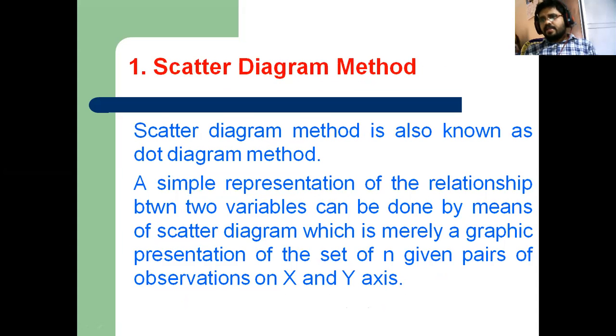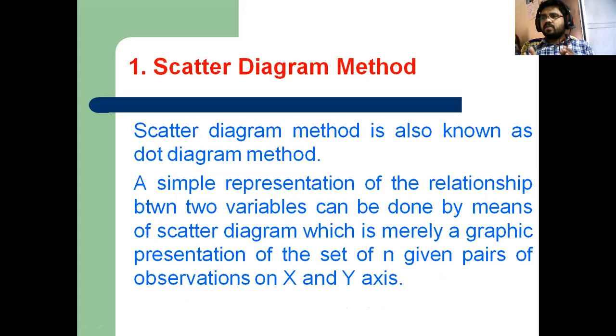The first one, the scatter diagram method. So what is the scatter diagram method? When you use some points or dots in order to know the correlation between the two variables, that is called a scatter diagram. Simple. The scatter diagram is also known as the dot diagram method, nothing but the dots. We can put dots when you have the data.